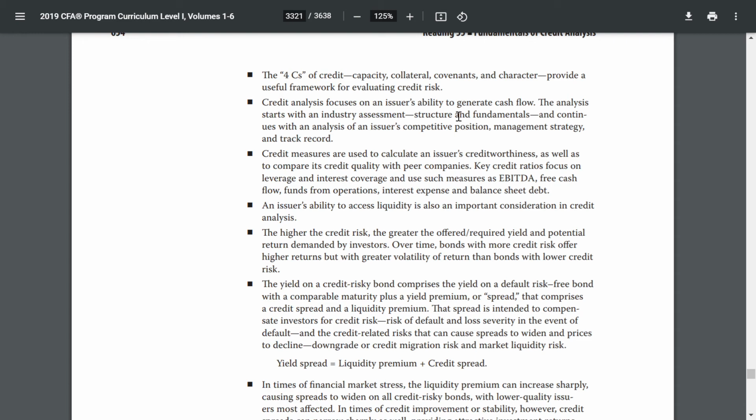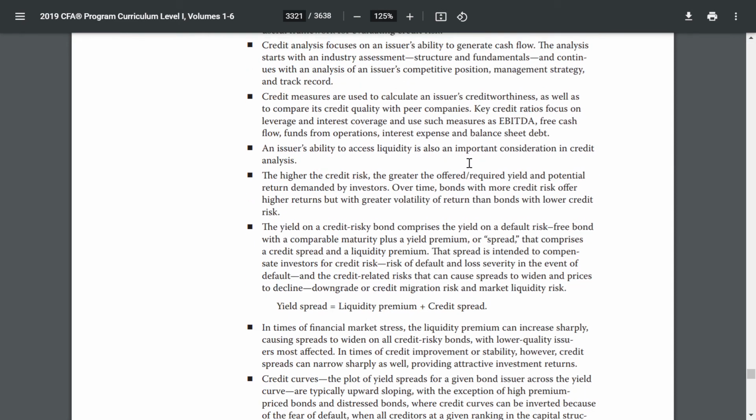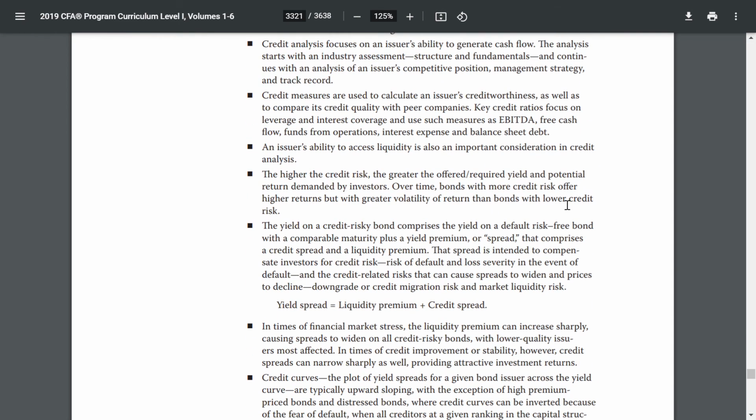Credit measures are used to calculate an issuer's creditworthiness, as well as to compare its credit quality with peer companies. Key ratios focus on leverage and interest coverage and use such measures as EBITDA, earnings before interest, tax, depreciation and amortization, free cash flow, funds from operations, interest expense, and balance sheet debt. An issuer's ability to access liquidity is also an important consideration in credit analysis.